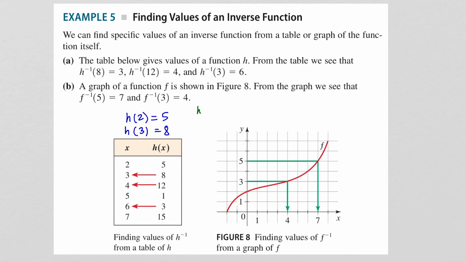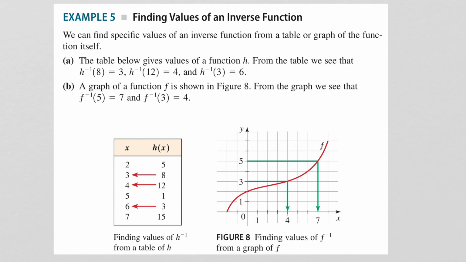So for example, I can say h inverse of 8 is equal to 3, or h inverse of 1 is equal to 5, right? So if you have a table, you can determine the inverse values of those values in that table. And the same is true for the graph that you see here.